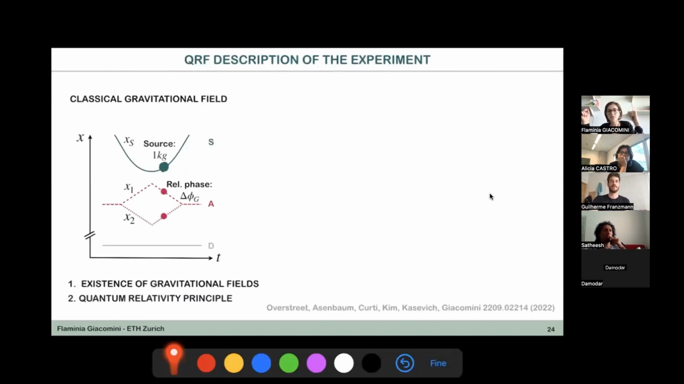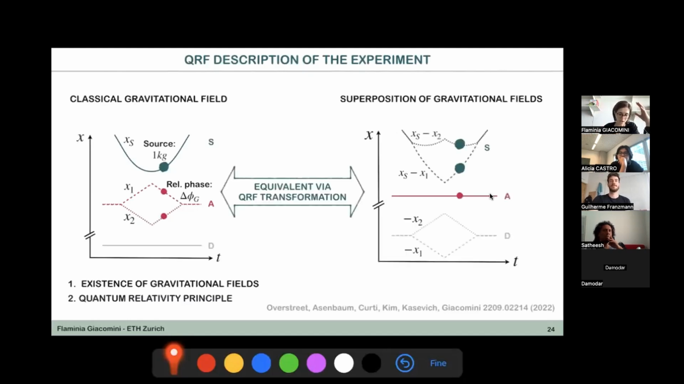One is the existence of gravitational fields, which basically tells us that every localized particle, regardless of its mass, is the source of a gravitational field. By gravitational field, we mean gravitational field in the sense of field theory. And second is the quantum relativity principle, stating that the laws of physics are the same in every quantum reference frame. So in this sense, if you take these 2 assumptions and you map to the description of the atom, then the picture that you will observe is the atom being in a fixed position and the source, so the tungsten, being in a quantum superposition.